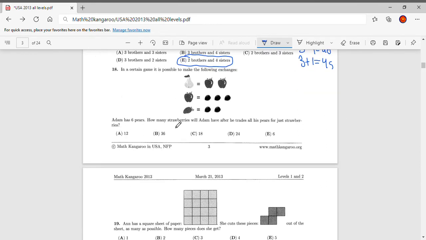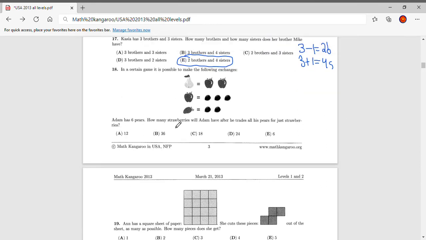Number 18. In a certain game, it is possible to make the following exchanges. 1 pear equals 2 apples. 1 apple equals 3 nuts. 1 strawberry equals 2 nuts. Adam has 6 pears. How many strawberries will Adam have after he trades all his pears for just strawberries?